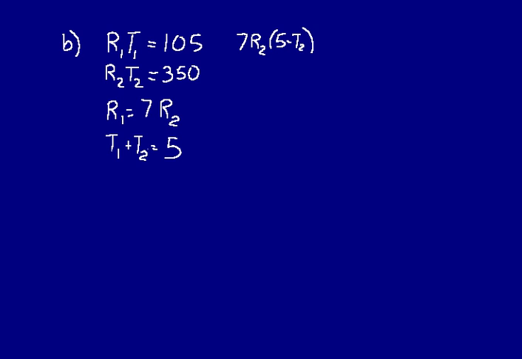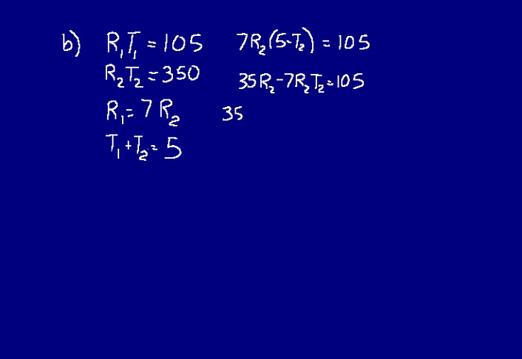Remember, anytime we have a sum, we put that in parentheses. Set that equal to 105. And so we end up with 7R2 times 5, which is 35R2, and then 7R2 times negative T2, which is negative 7R2T2. And that equals 105. Now we know what R2T2 is, so we can replace the R2T2 in this equation we've made with 350, and we'll have one equation with one unknown.